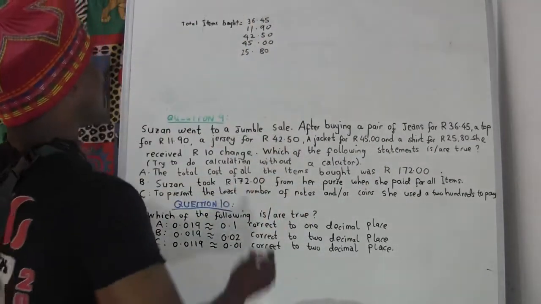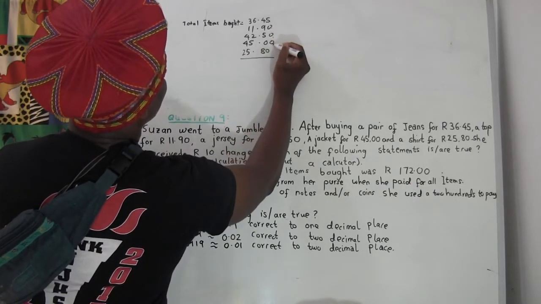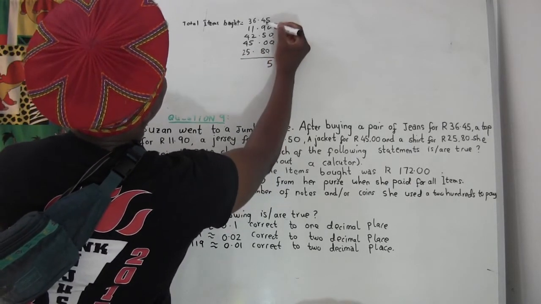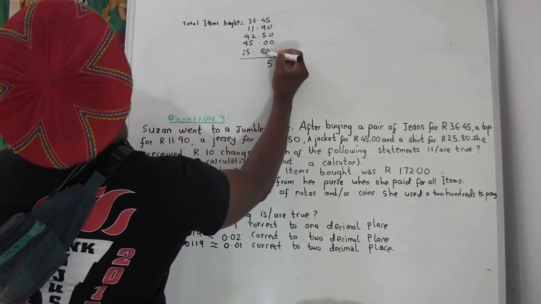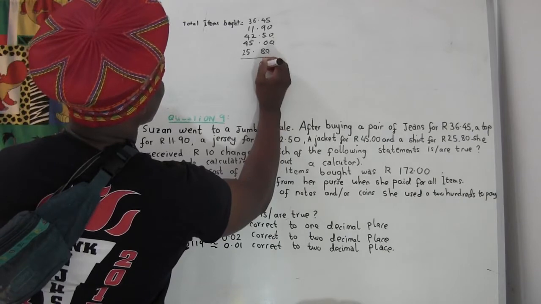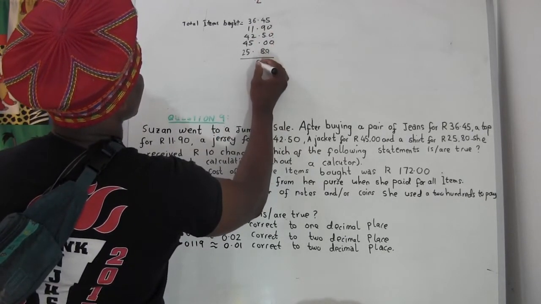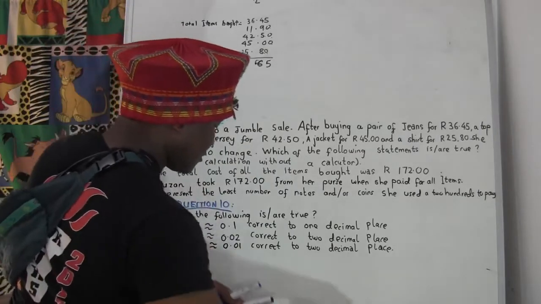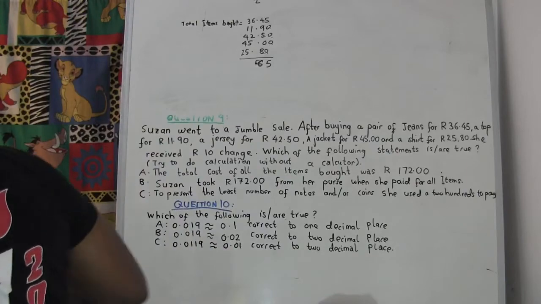Let's see the total items she bought and how much it cost her. Okay, 5 plus 0 plus 0 plus 0 is 5, plus 0 equal to 5. Now we come here. 4 plus 9 equals 13. 13 plus 5 equals 18. 18 plus 8 is 26. We write 6, we carry 2. But there's a decimal. You know what I'm saying? Oh, my pen is finishing now.